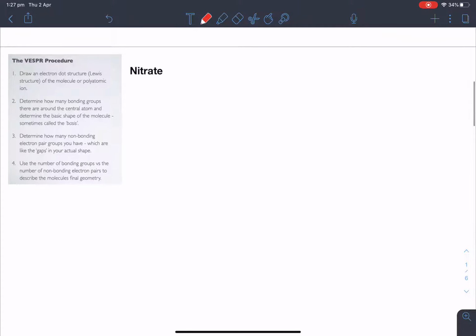Alright, let's consider example number 2. We've got nitrate. The formula for nitrate, hopefully you're starting to remember it, NO3-. It's a polyatomic anion. Okay, let's start doing our structure. I'm going to put NO. Nitrogen's the most electropositive, put it in the middle. Nitrogen has 5 valence electrons, 1, 2, 3, 4, 5. Oxygen has 6, 1, 2, 3, 4, 5, 6, and the same for each of the other oxygens.